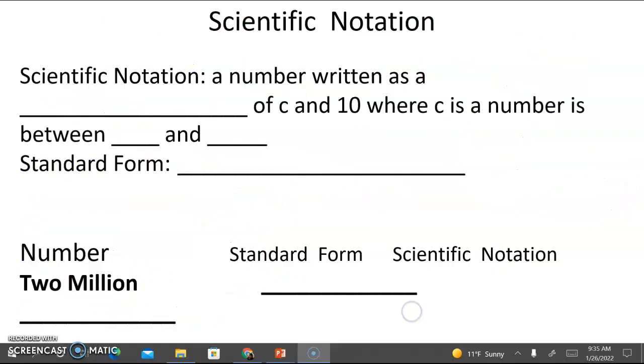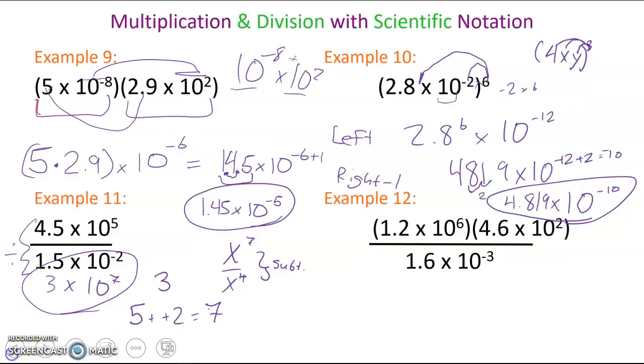Now, I don't have much time left, so I'm going to kind of breeze through this last one here. What I would say is simplify the tops first, all right? Anything that has 2 numbers multiplying together, simplify those first. So again, we're going to multiply 1.2 times 4.6. That gets us 5.52. 10 to the 6 times 10 to the 2, I'm just going to add those exponents. That gets me 10 to the 8th.